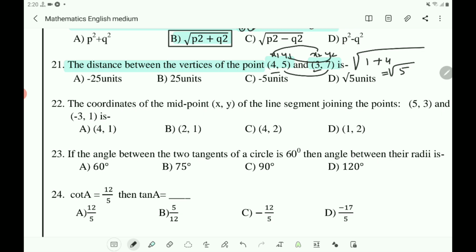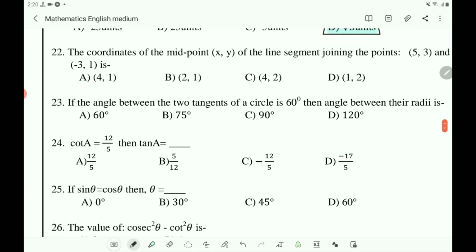Root 5. Children, you must know the distance formula and also you must do the calculation quickly. So it is the answer here. Option D is the answer. Note down the answer. Option D.